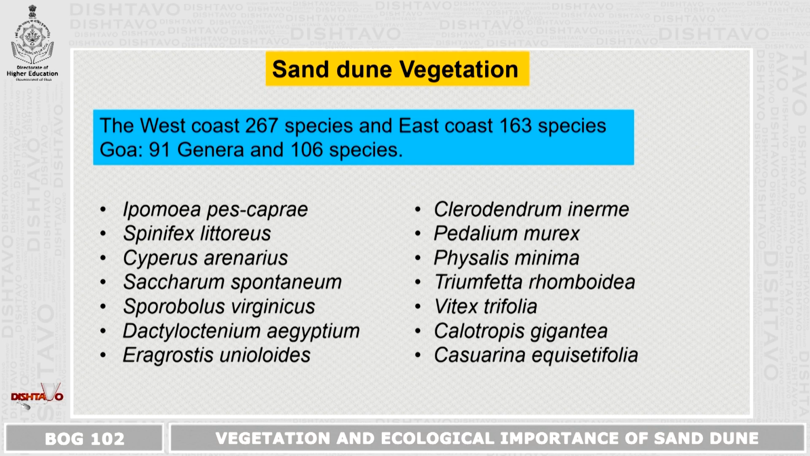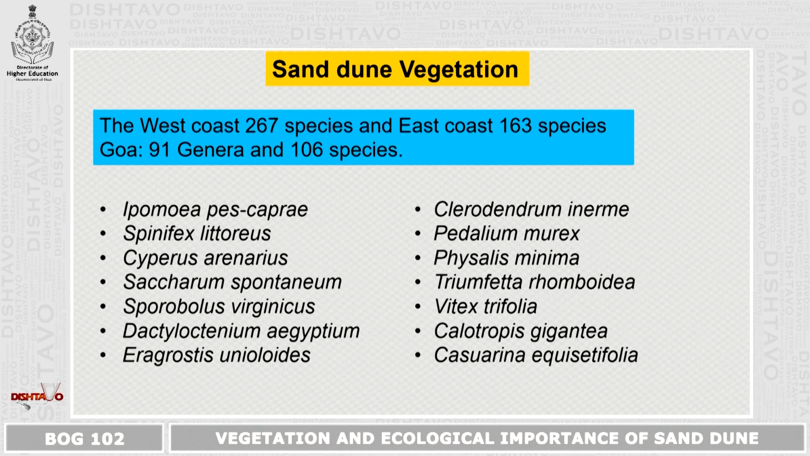Pedalium murex, Physalis minima, what we call chipta, they also grow on the beach. Triumfetta rhomboidea, Vitex trifolia, this is also one of the important species. And on the hind dune, you find the tertiary species like Calotropis gigantea and Casuarina equisetifolia, what we commonly call Christmas trees. So these are the species that grow on the sand dune vegetation.